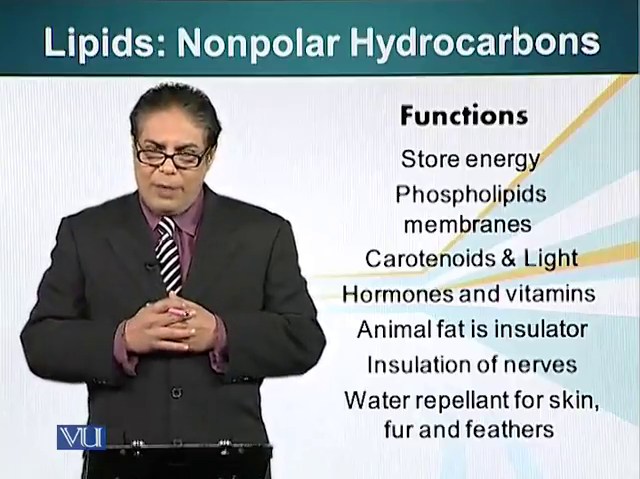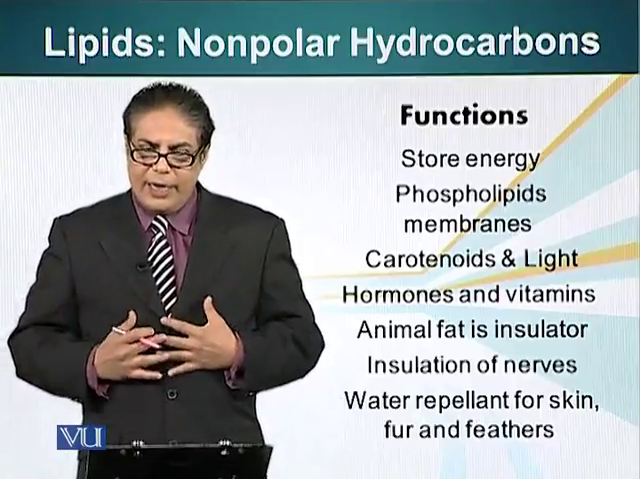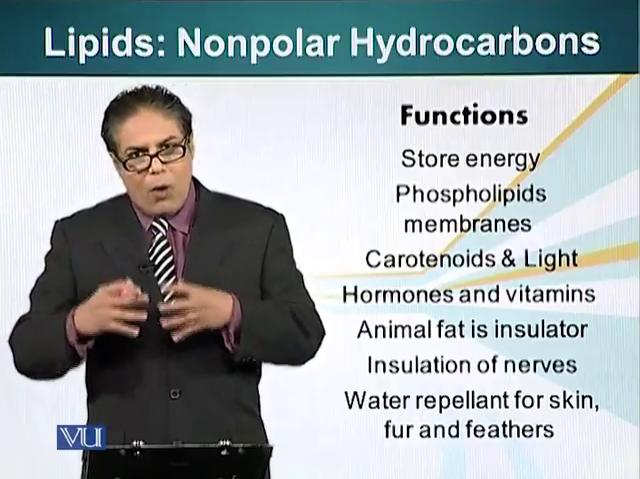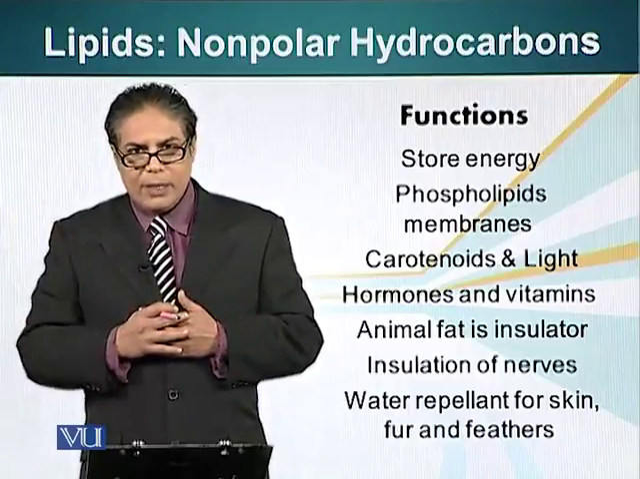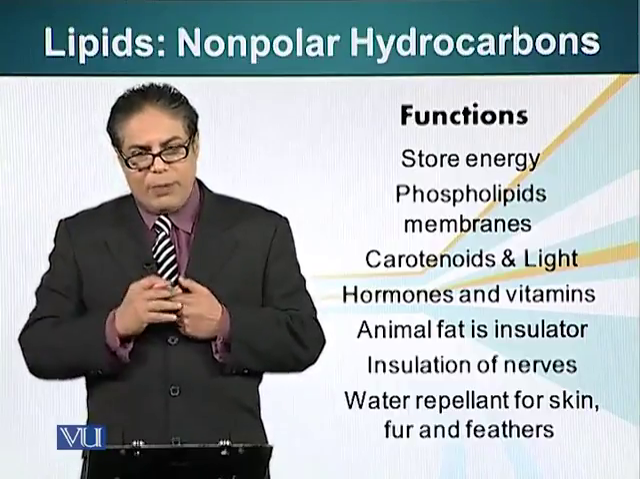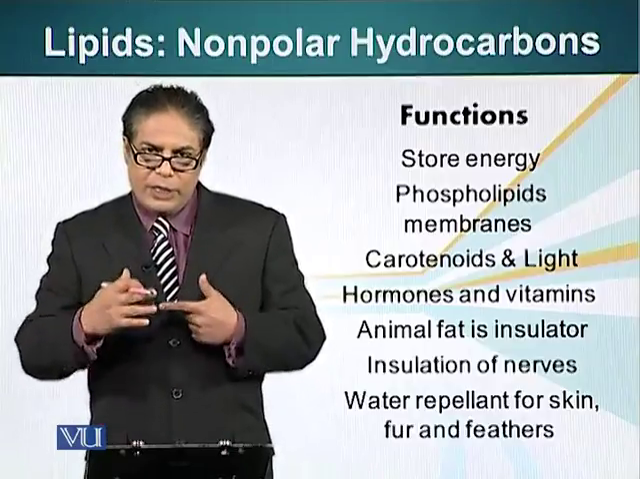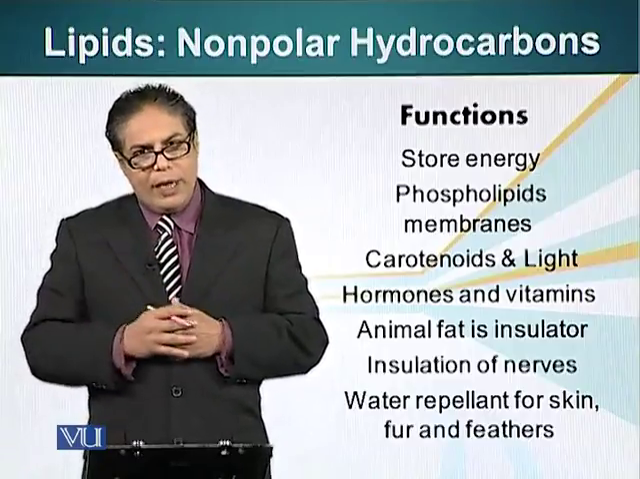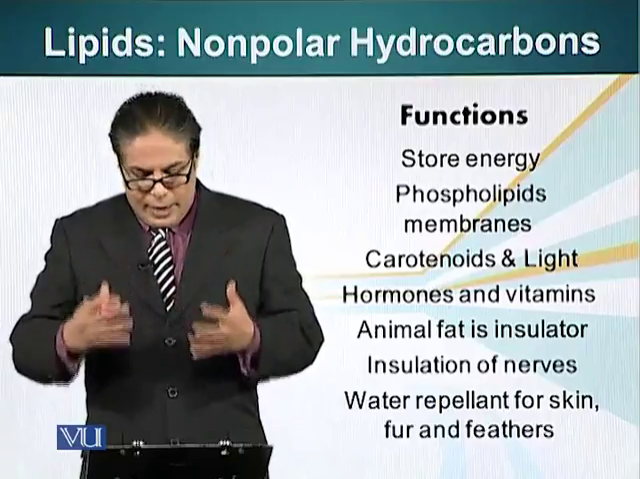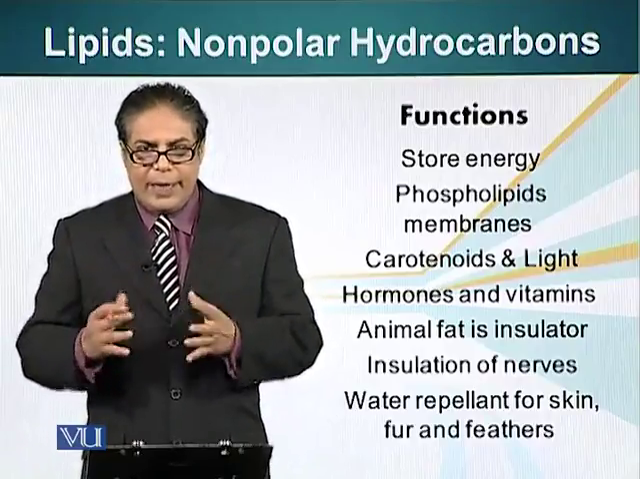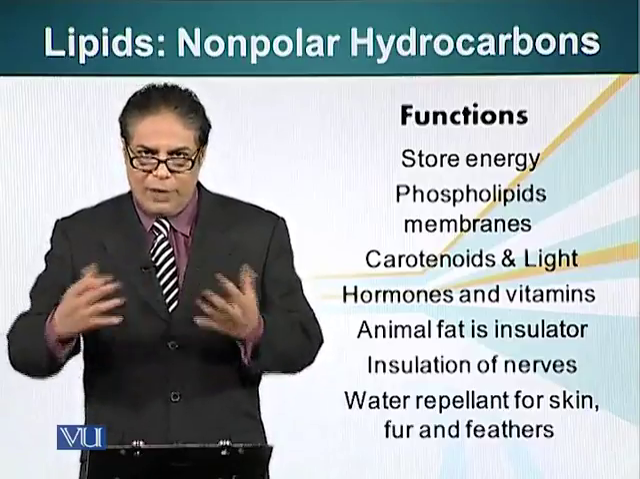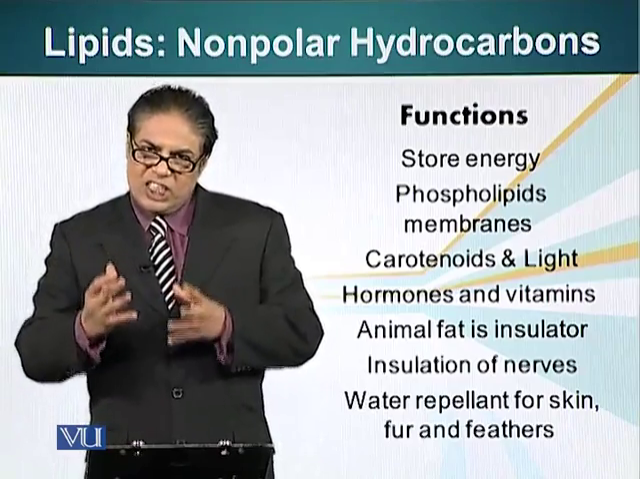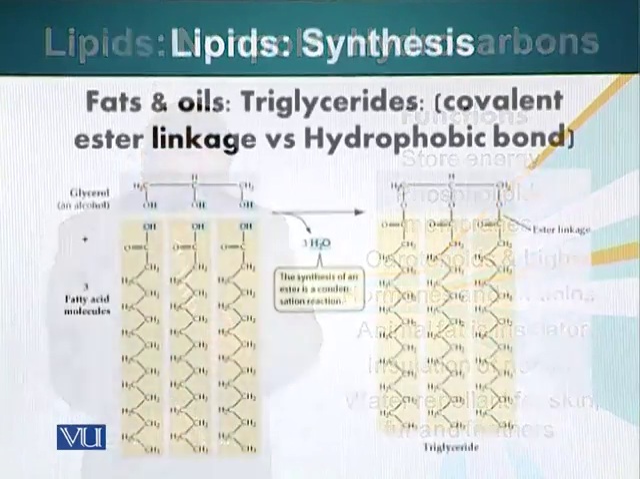Animals that live in cold environments accumulate a lot of fat under their skin, and that insulates them from the cold environment. Nerve cells also need insulation, just like our electric cables. Electric cables are insulated by rubber. However, our nerves are insulated by a type of lipid molecule, so they are electrically isolated. Also, many animals that live in an aquatic environment can coat their external surface, their feathers for example, with these lipid molecules. So lipid molecules serve as a water repellent in such cases.